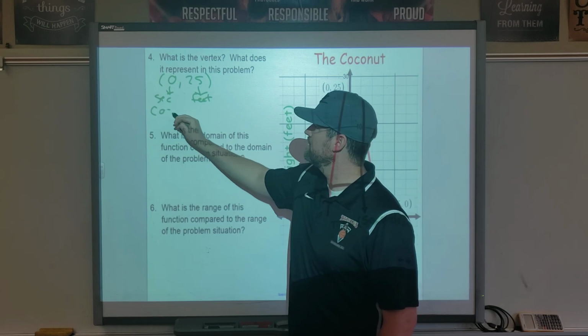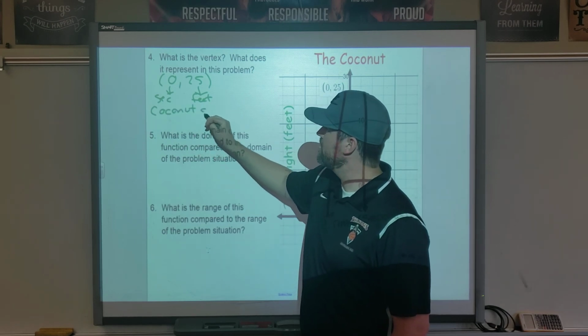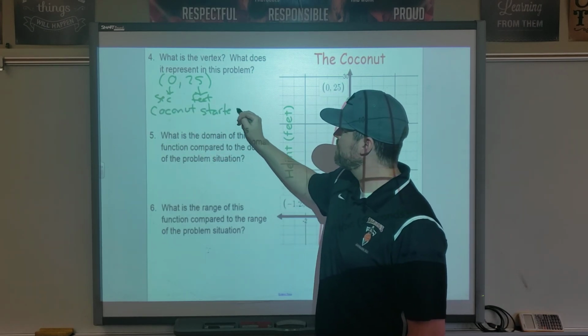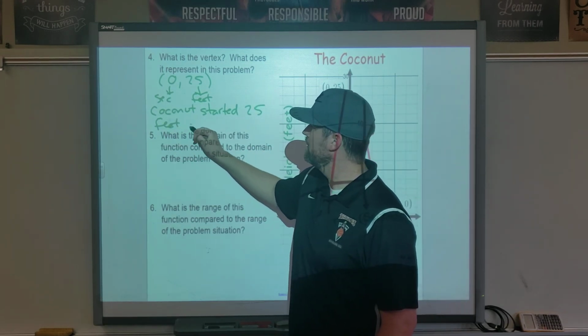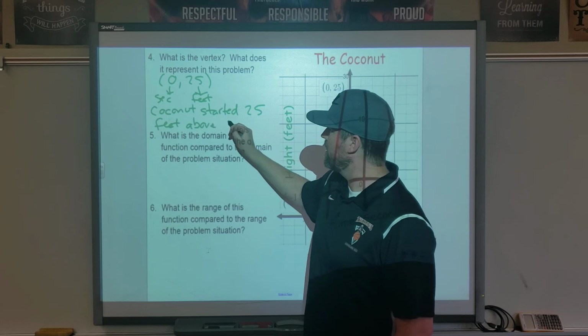Or the coconut started 25 feet above ground.